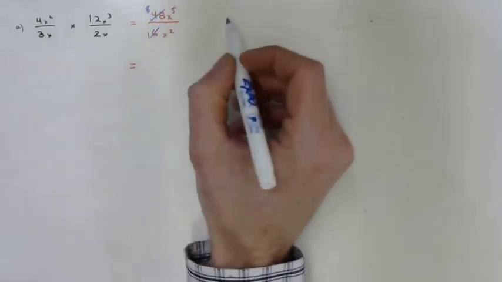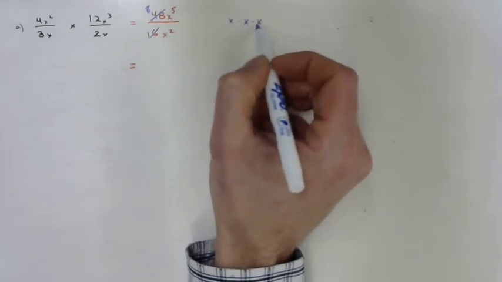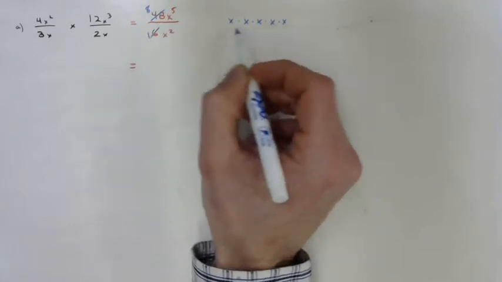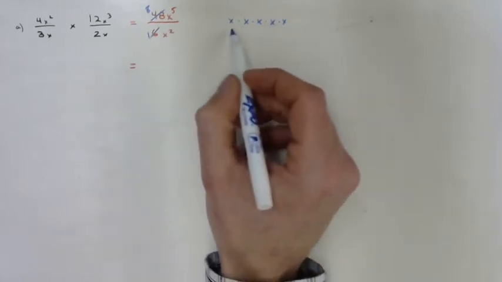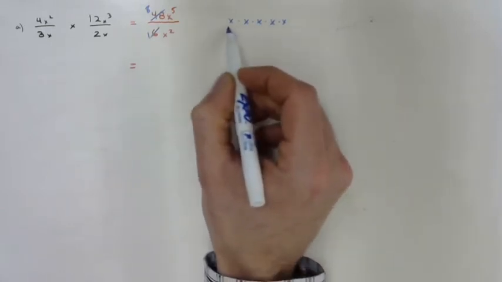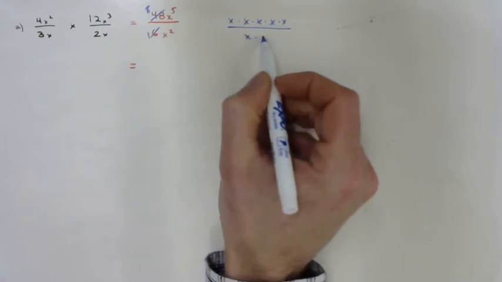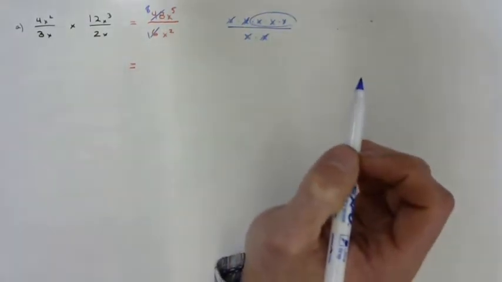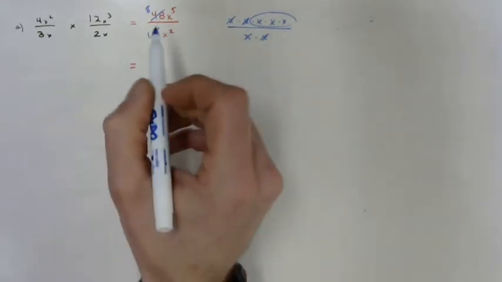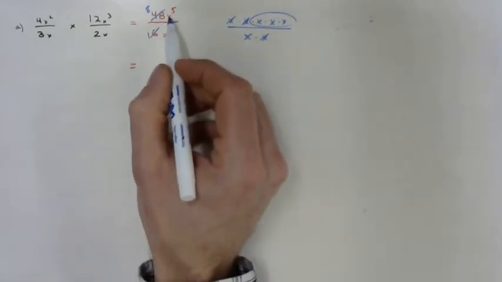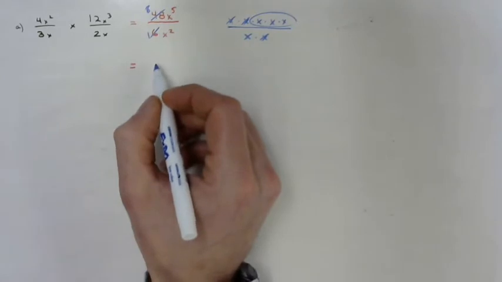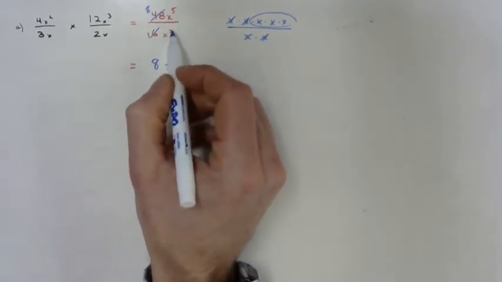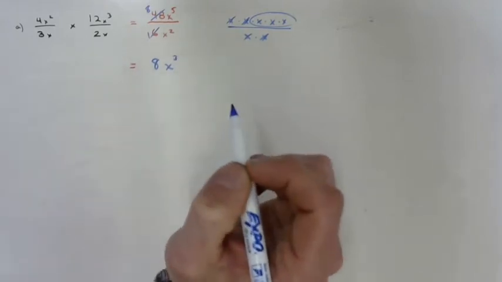Listen, this is now x times x times x times x times x. That's x to the power of 5. We can agree on that? Divided by, and this is 2 factors of x. So cancel, cancel, cancel, cancel. 3 left. Okay? So when you are dividing powers with the same base, you simply keep the base and subtract the exponent.